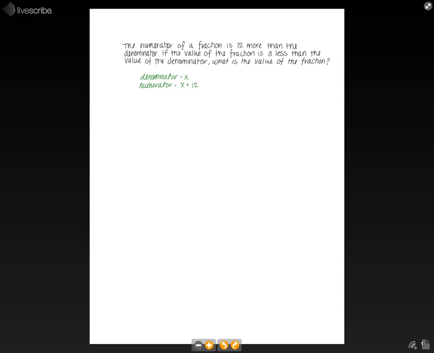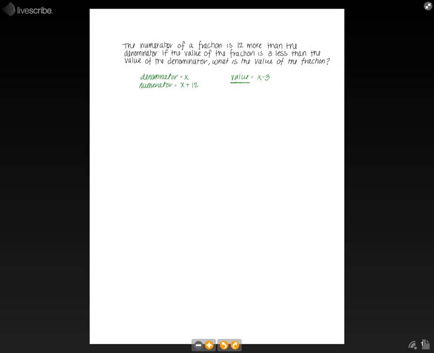So the next sentence says the value of the fraction is 3 less than the denominator. So we already know the denominator is x. So the value of the fraction is going to be 3 less than x. So x minus 3. And it asks us to find what is the value of the fraction. So what we're looking for is the value of the fraction.